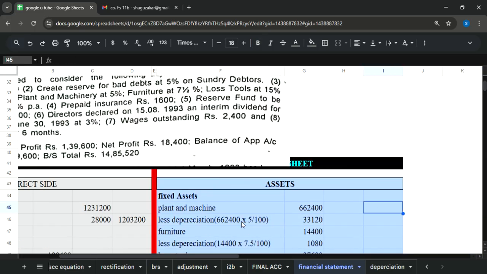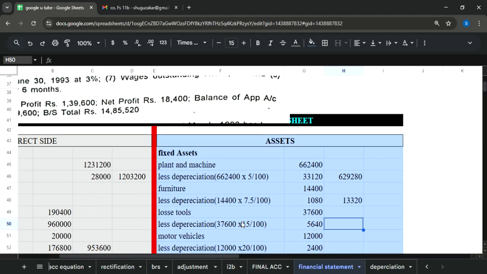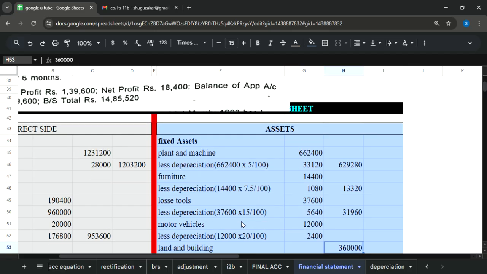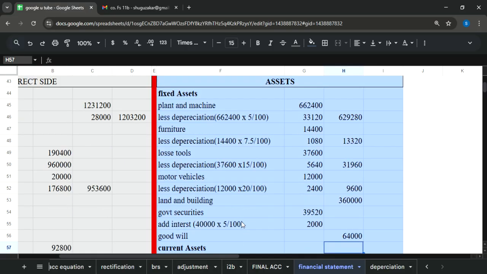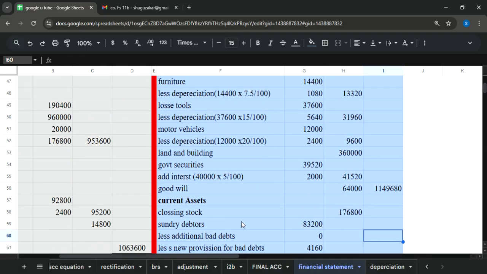Now we can focus upon our asset side. First plant less its depreciation. After that furniture less its depreciation. Then we have loose tools, less depreciation, motor vehicle, less depreciation, building, okay, government security is 39520, add its interest, goodwill, okay. It means we can now take the sum of all fixed assets. Finally, we have got the sum of fixed assets.